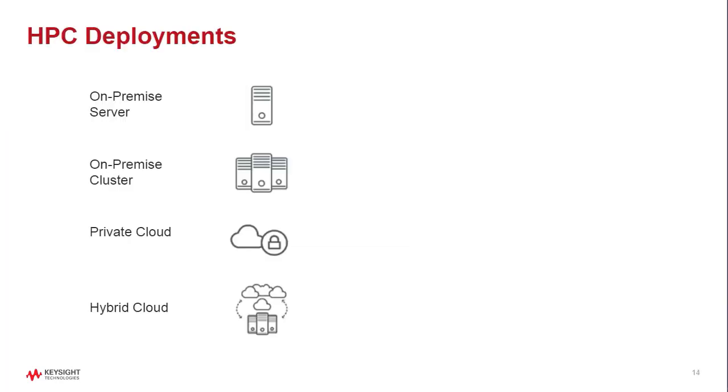So let's talk about different HPC deployments. You might already have access to a single large machine. You might have access to an on-premise cluster. You might have access to your company's own private cloud set up for EDA simulation. And then if it's very advanced, you might have access to a hybrid cloud, where the hybrid cloud is using the on-premise cluster, but then for peak needs, you start to use cloud resources.